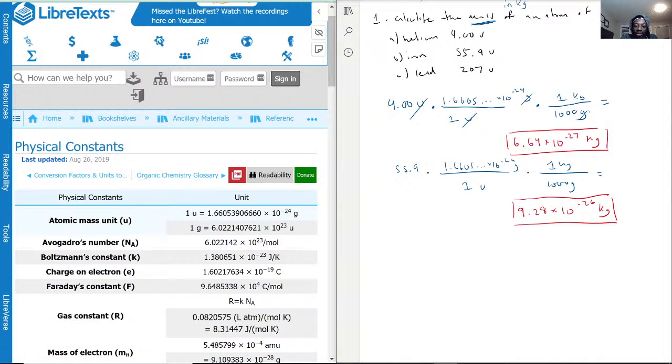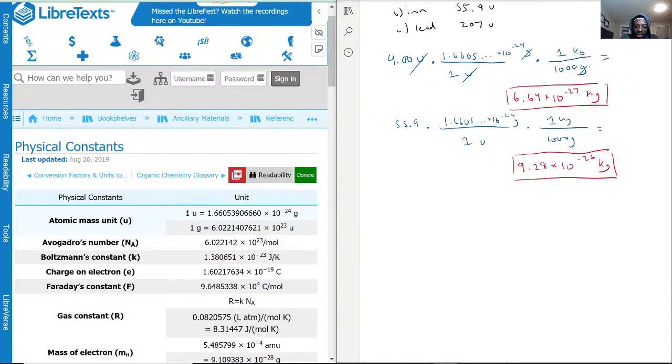If we follow this trend, most likely the lead is going to be at least 10 to the negative 25 kilograms. But let's see if that's actually the case. We have 207 units times 1.6605 times 10 to the negative 24 grams per 1 unit. Oops, sorry. Always remember to put your units so you actually know what you're canceling. I'm just checking back my previous work. And then 1 kilogram is equal to 1,000 grams.